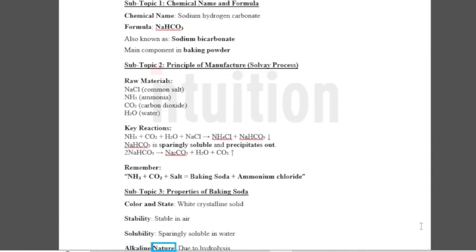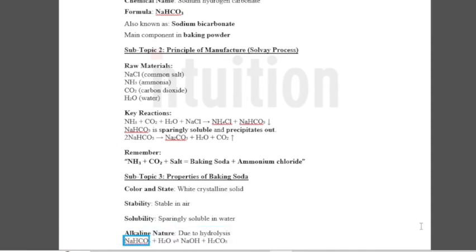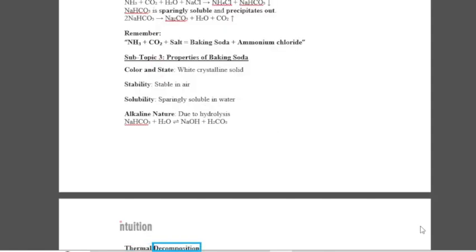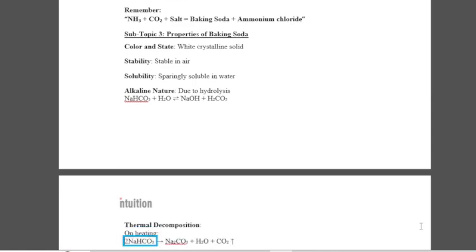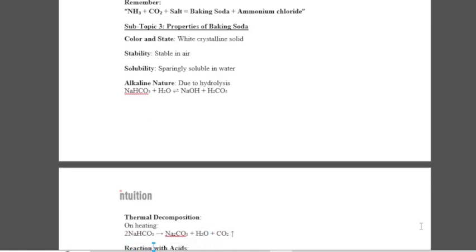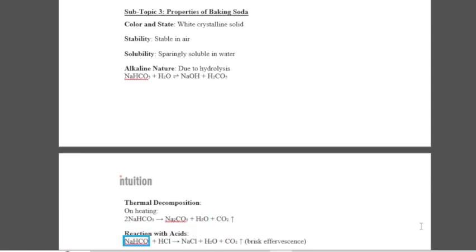Alkaline nature: due to hydrolysis, NaHCO₃ + H₂O ⇌ NaOH + H₂CO₃. Thermal decomposition: on heating, 2NaHCO₃ gives Na₂CO₃ + H₂O + CO₂. Reaction with acids: NaHCO₃ + HCl gives NaCl + H₂O + CO₂.